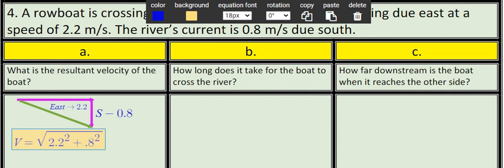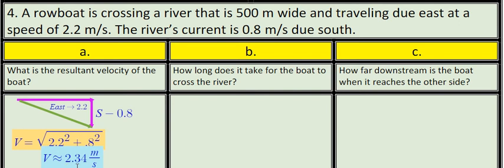When I put that in a calculator, my result for the resultant is 2.34 meters per second. That's the velocity of the boat with these two forces acting on it. So we've got 2.34 meters per second. That's the answer to question A.